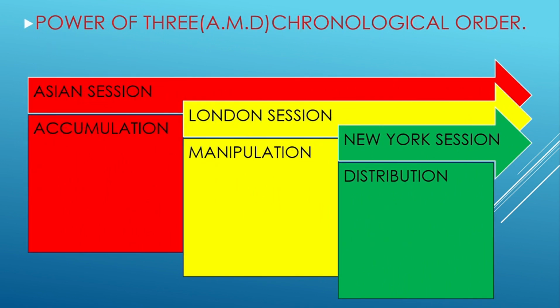Power of 3, AMD, chronological order. The Asian session is the accumulation phase, the London session is the manipulation phase, and the New York session is the distribution phase. So we do not trade the Asian session, as this is the accumulation phase, but we are allowed to trade the London session since it sometimes overlaps with the New York session.